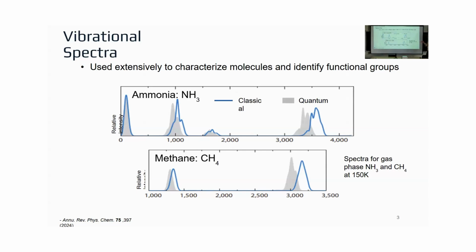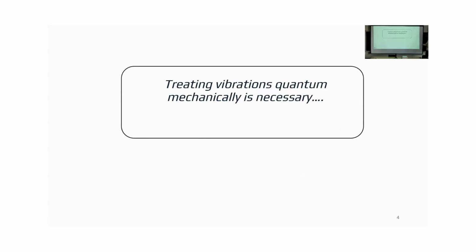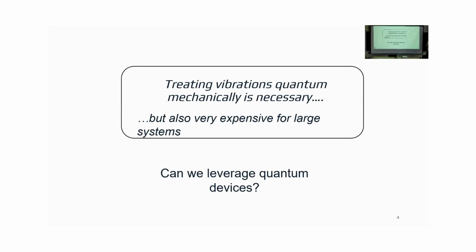So again, another example where just a classical description of nuclear motion is not enough and you need a quantum description. With these 2 examples, hopefully I've illustrated that treating vibrational motion quantum mechanically is necessary in many different parts of chemistry. These 2 are just illustrative examples. However, as you will see, we generally solve the Schrodinger equation for the vibrational Hamiltonian to do that, and that scales very badly with the size of the system. As you can expect, it scales exponentially with the number of degrees of freedom. So the approach we want to take is to use quantum devices to solve this vibrational problem.